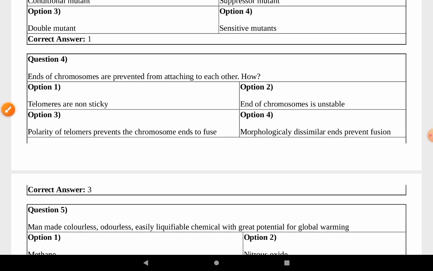Our next question is ends of chromosomes are prevented from attaching to each other how? Option 1, telomeres are non-sticky. Option 2, end of chromosome is unstable. Option 3, polarity of telomeres prevents the chromosome ends to fuse. Option 4, morphologically dissimilar and prevent fusion. So the correct answer is option 3, polarity of telomeres prevents the chromosome ends to fuse.